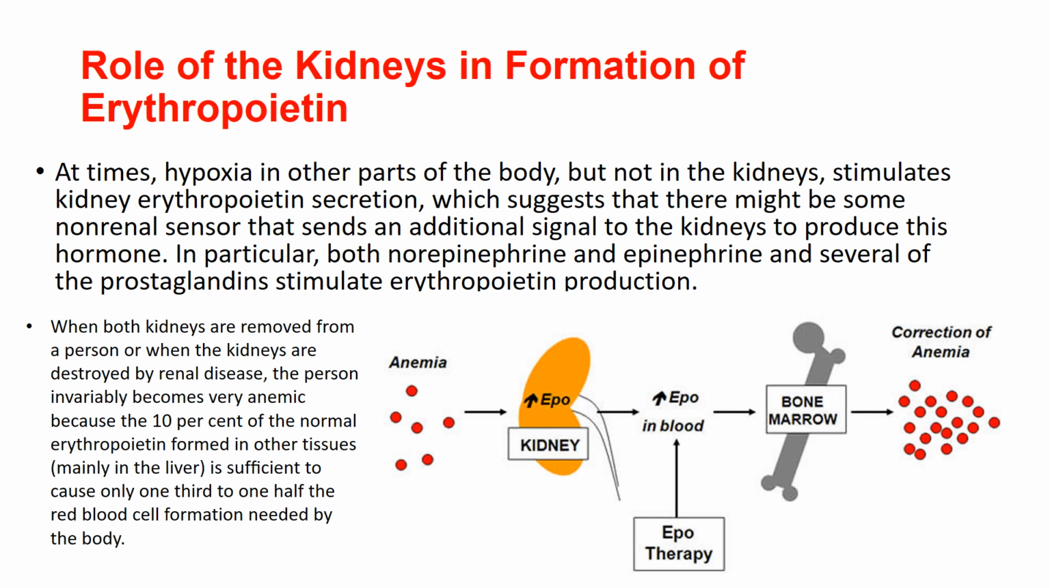When both kidneys are removed from a person or when the kidneys are destroyed by renal disease, the person invariably becomes very anemic because the 10% of the normal erythropoietin formed in other tissues, mainly in the liver, is sufficient to cause only 1/3 to 1/2 the red blood cell formation needed by the body.